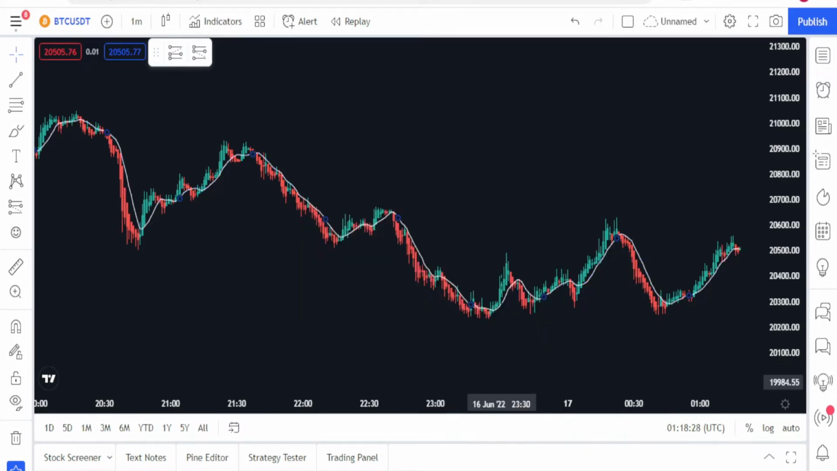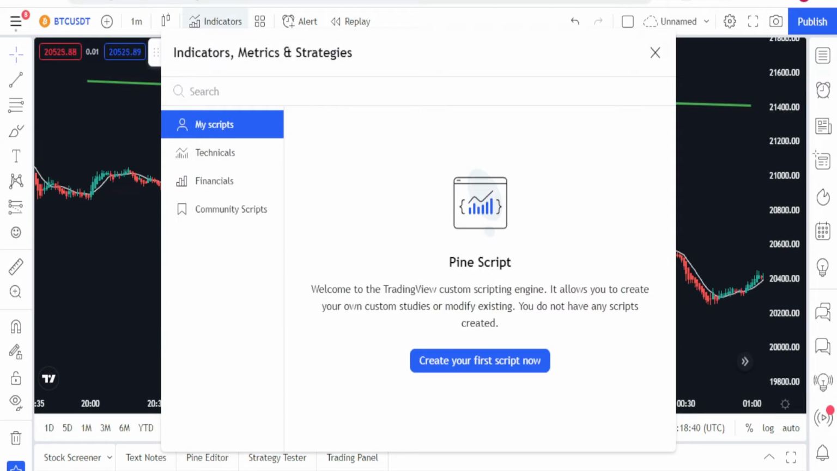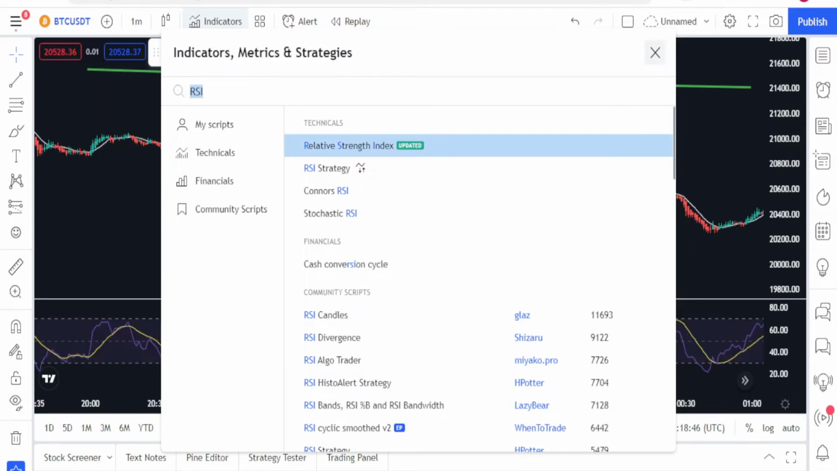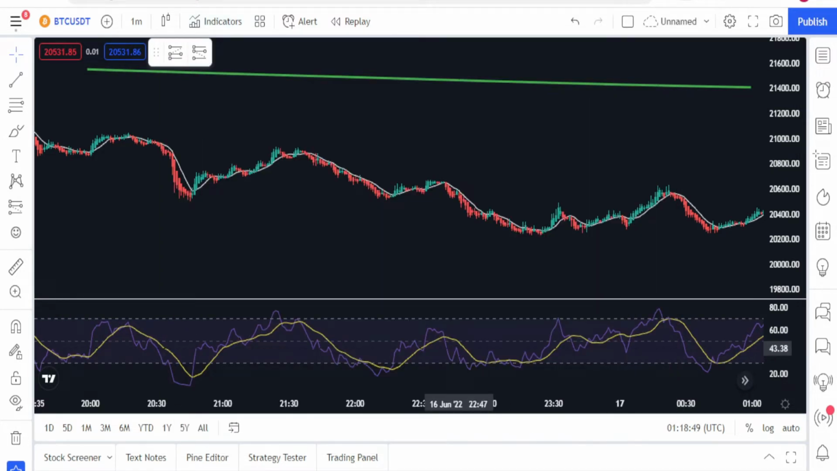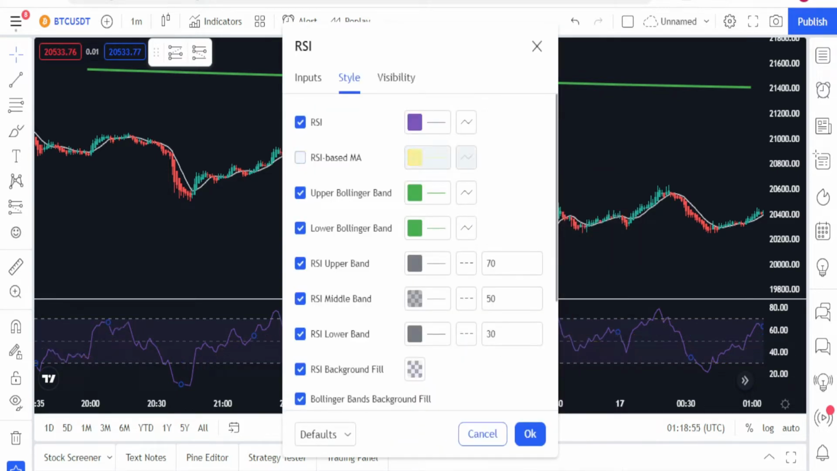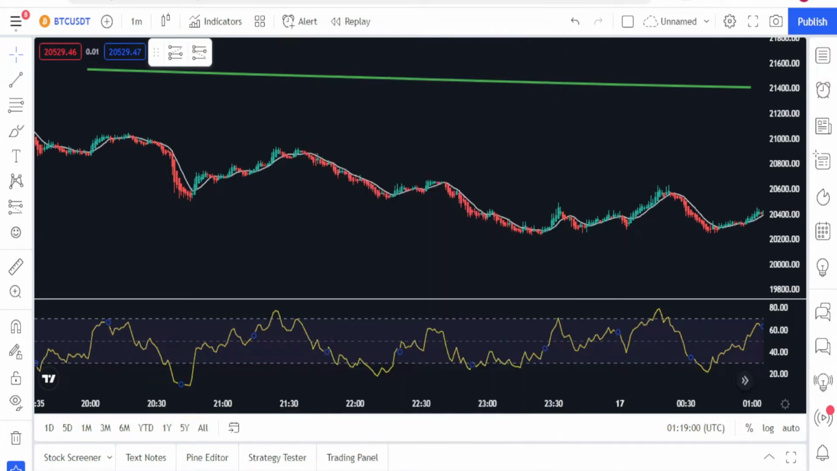You can clearly see now that the first moving average indicator moved away from the chart. And this is simply because we increased its length, which means that it doesn't take into consideration all the fluctuations of the market. The second indicator we will add is the relative strength index. Click Indicator and type RSI. After adding our indicator, click Settings and in the Style section uncheck the RSI based MA. And let's make this one yellow. We have now finished adding all our indicators and our strategy setup is ready.